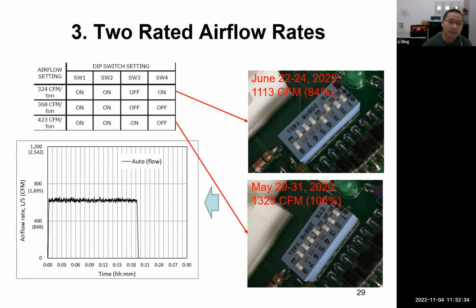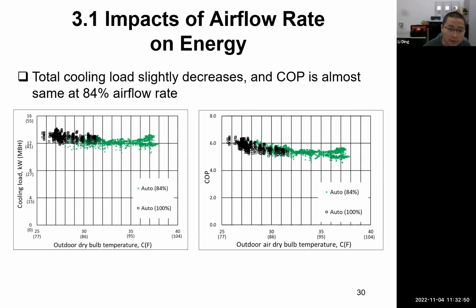And we want to see the impact of airflow rates. So we change the rated airflow rate by the switch. And did another test. Then we can see the results. So the impact of airflow rates on energy, you can see the left chart shows the cooling load and the right side shows the COP. So the total cooling load slightly increased at the same temperature, but the COP is almost the same at different airflow rates.